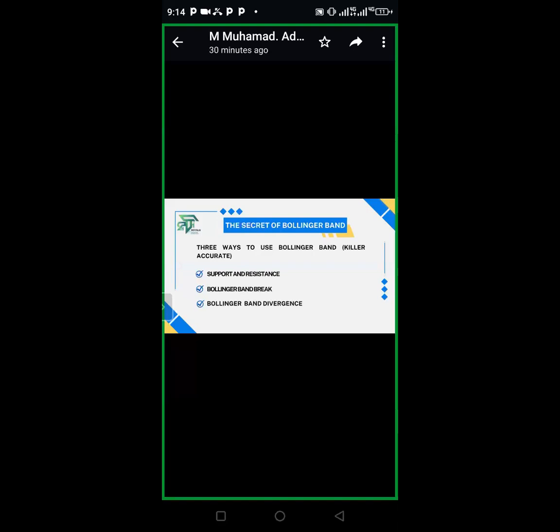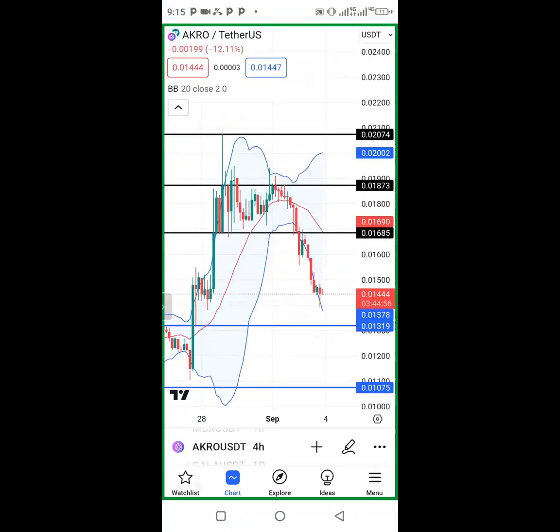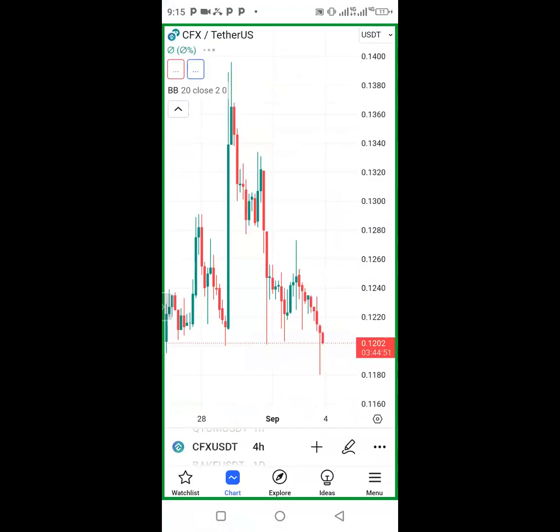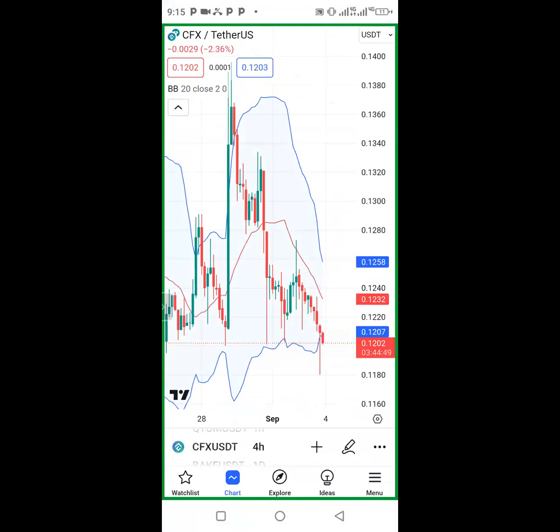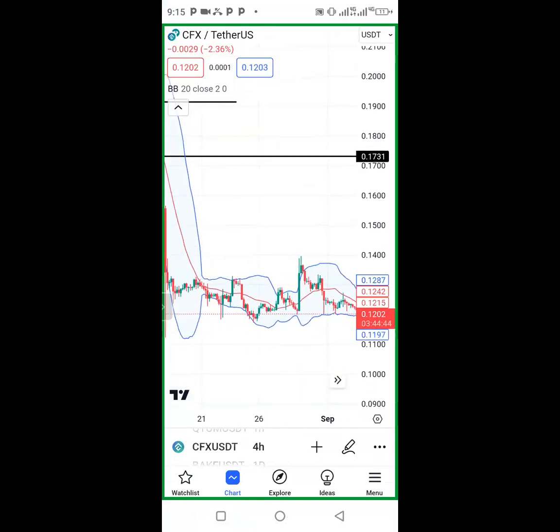Now, I would go and check. We go back. Now, I will start. Let me search for CFX. Now, what is support and resistance?